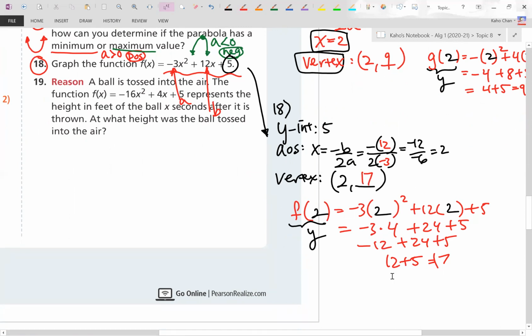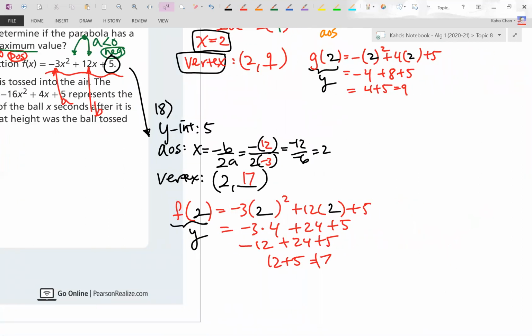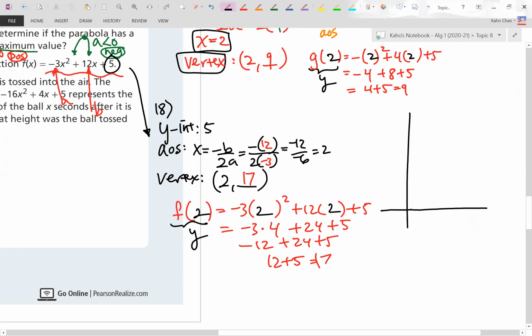That's your vertex. So this particular graph, just like the last one, also opens upside down because of the negative a value. So we need to just eyeball this a little bit. So my vertex is at 2, 17. What the heck? 1, 2, and let's just call it 5, 10, 15, 16, 17. Oh my gosh. So there's my vertex right here. Axis of symmetry is 2.